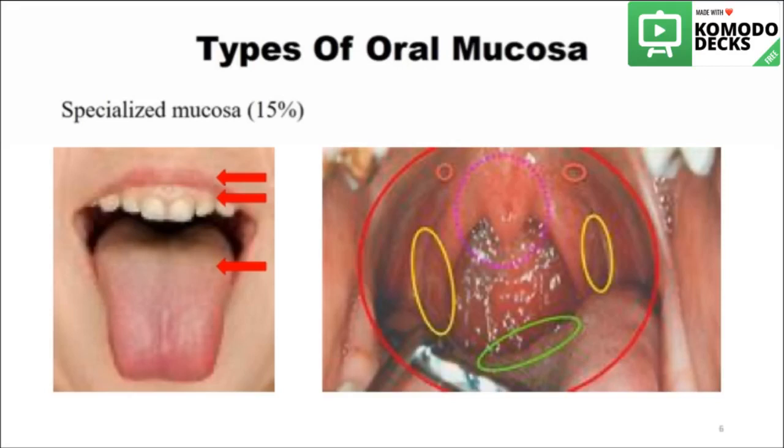The third type according to function is the specialized mucosa, which is different from the other two previous types. It is composed of the vermilion zone of the lip, the junctional dentogingival epithelium, the dorsum of the tongue, and also the lymphoid tissue and the lingual tonsils.